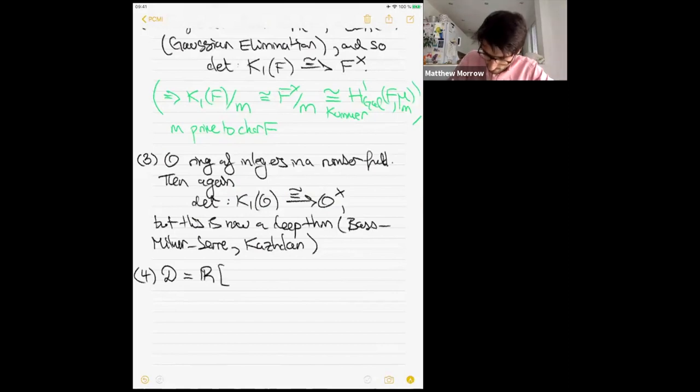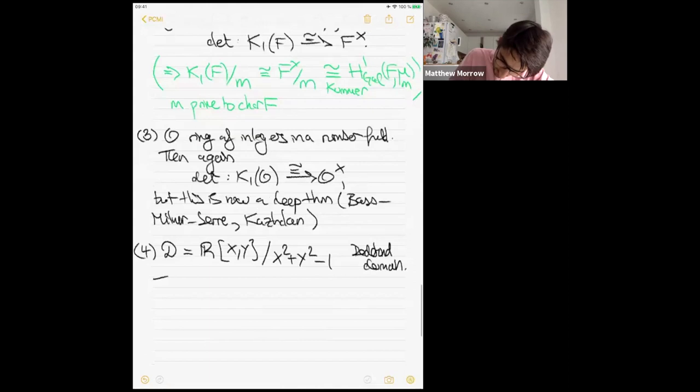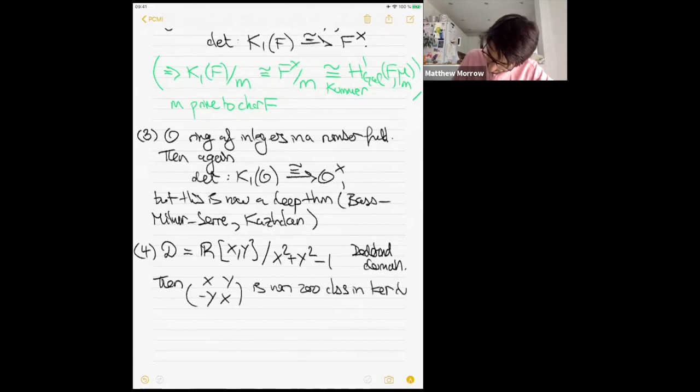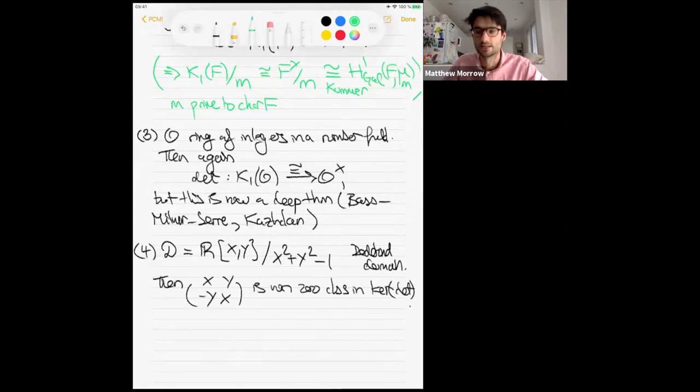For example, if we take functions on a circle, which is again a Dedekind domain, then one can produce a non-zero class in the kernel of the determinant map. So result three, really, it fails for arbitrary Dedekind domains. And how does one check that this class is non-zero in the K group? One uses the fact that it corresponds to a loop going around the circle.